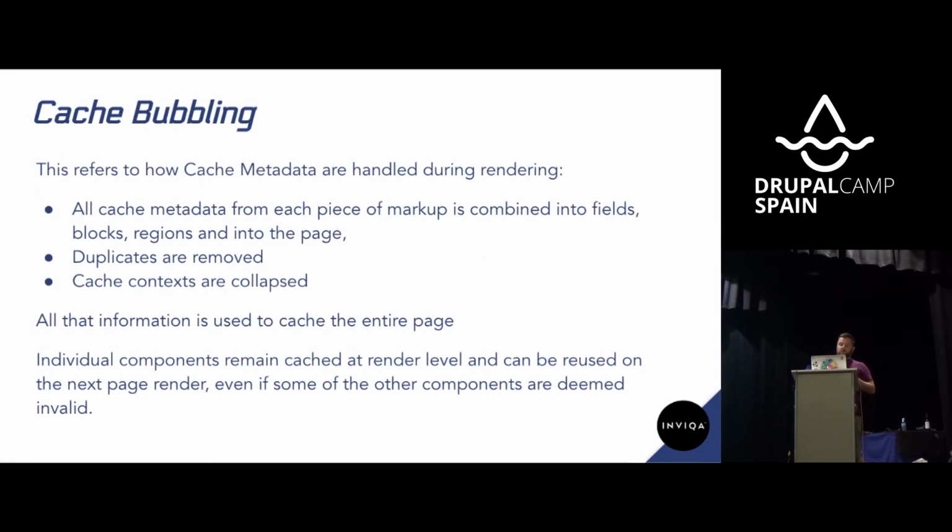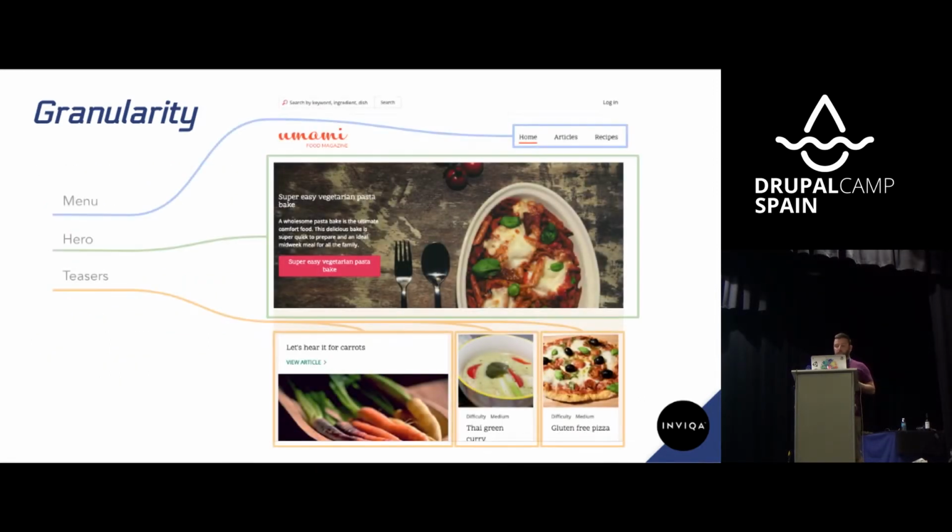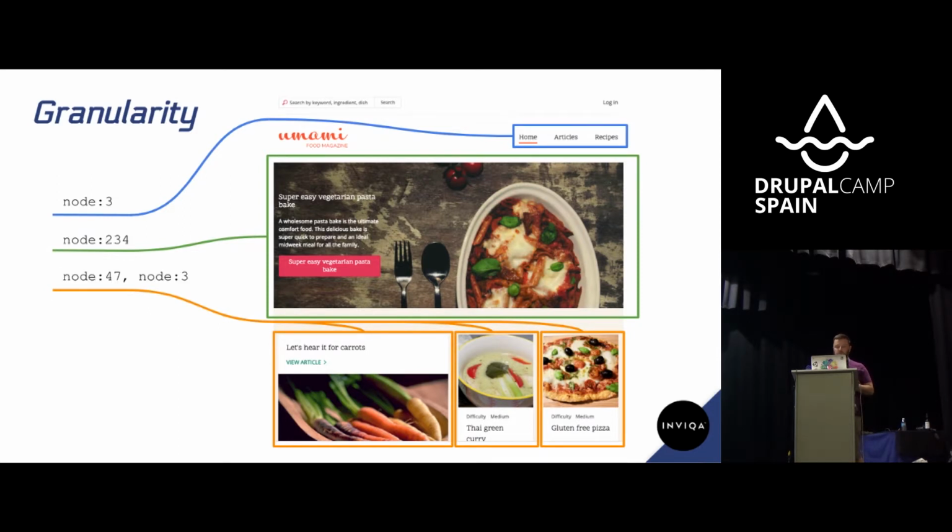And cache bubbling is the idea that if you have your page, as I showed previously, with different small components, when those individual components are rendered, each of them is cached with its own metadata, but also the whole fully rendered page is associated with the full set of the cache tags used for each individual component, minus the duplicates and with the collapsed context. So this means that if we look at our previous example, when we have our different regions and blocks and fields, they will all individually be cached, when rendered, using their own individual cache metadata, but the full page will have a combined set for all of them.